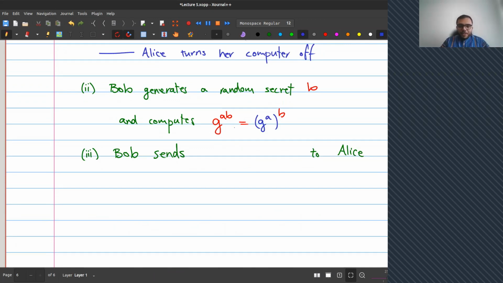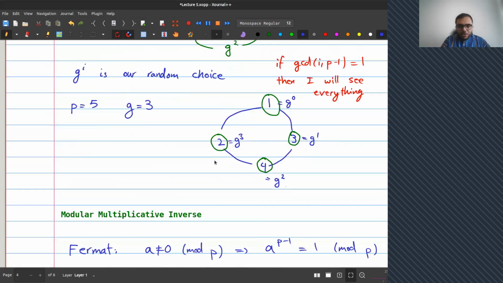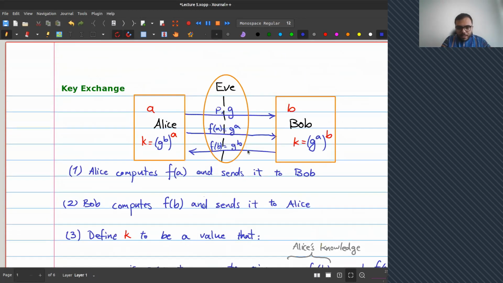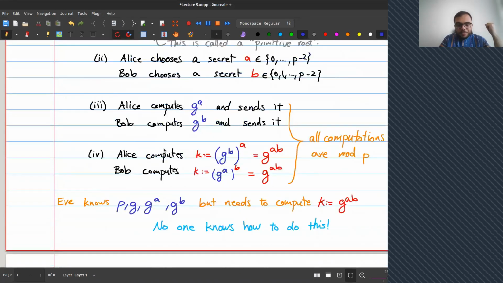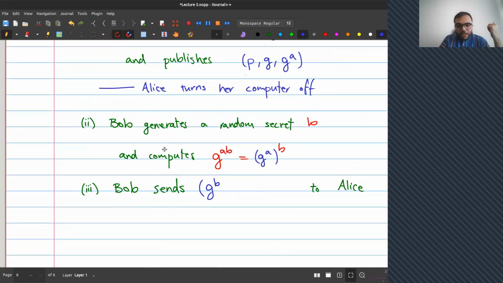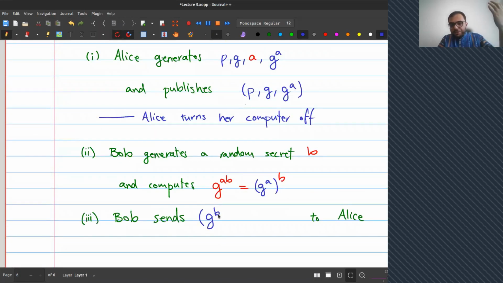So their shared secret is supposed to be G to the power of AB. But in order for Alice to be able to compute this, Bob has to send G to the power of B to Alice, right? This is the same value that he would send in Diffie-Hellman. He would send G to the power of B, and then the idea was that Alice can just raise this to the power of A and compute G to the power of AB, which was the shared secret. So Alice is offline right now, but Bob just sends her G to the power of B so that when she comes online, she can compute G to the power of AB.